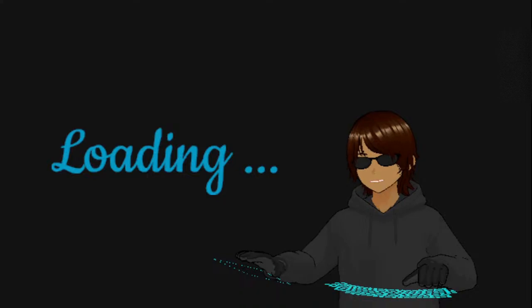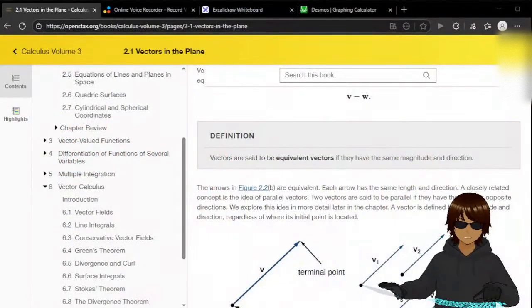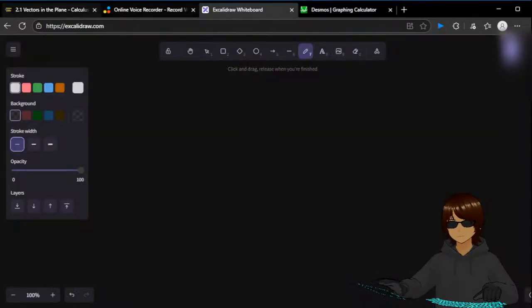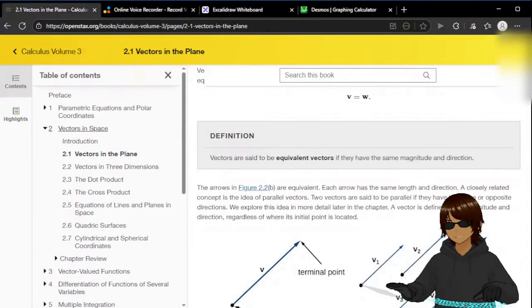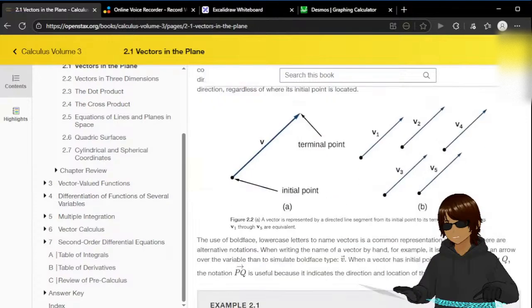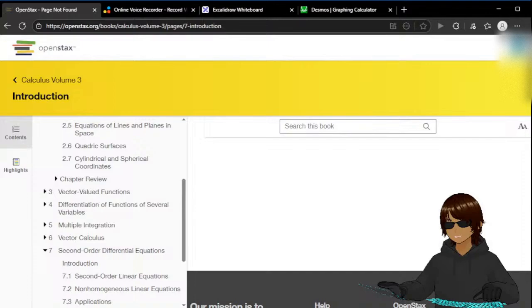Anyways, let's change to full screen. Okay, this is some other chapter. Vectors and space, vector calculus. Second order differential equation, introduction.